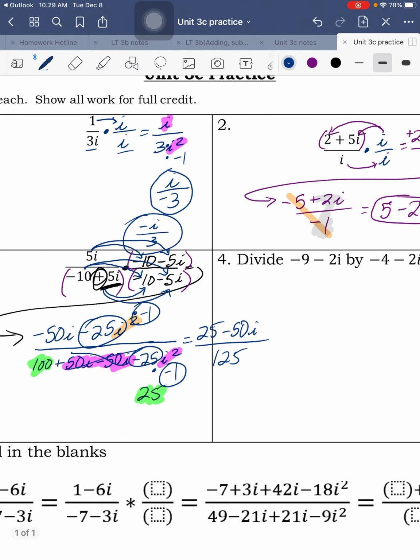Well, here's our simplified answer, as in we got all our like terms together. But now the last step is, let's look at all of our coefficients of each term. And each of those can be divided by the same number. And it's actually a pretty big number, 25. If you divide each term by 25, you get down to 1 minus 2i over 5. And that is the simplified answer.